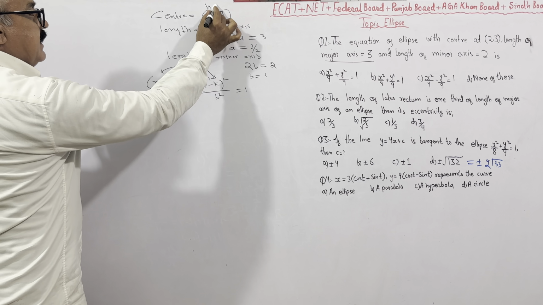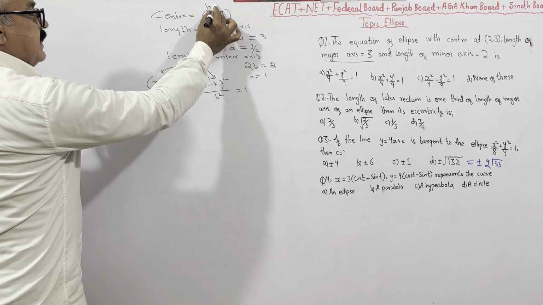This is the condition of tangency for the ellipse when the major axis is along the x-axis: a square times m square plus b square. When the major axis is along the y-axis, with a greater than b, the condition of tangency changes: it is a square plus m square times b square. The m square shift is from a square to b square.